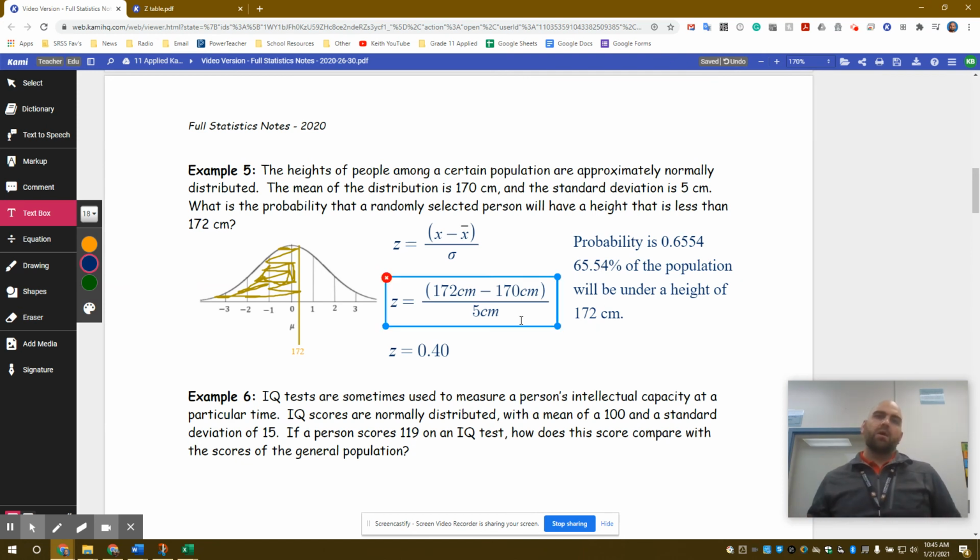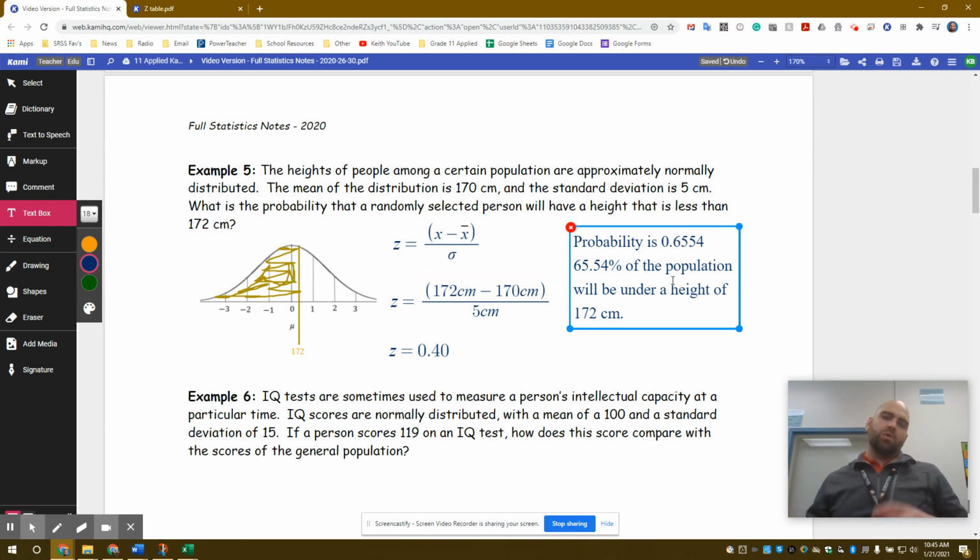So to find that, we need to determine first, what is the Z-score? Second, what probability is associated with the Z-score? And remember, this probability is always the one that is less than, not bigger, always less. So it's always to the left of our probability line.